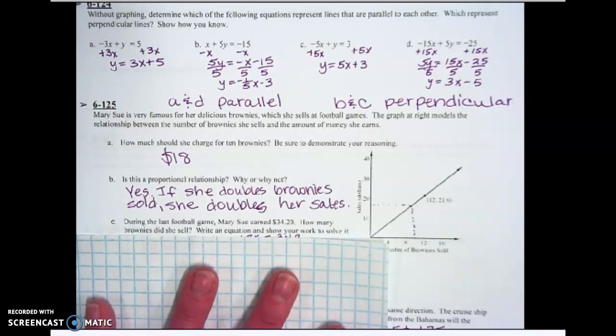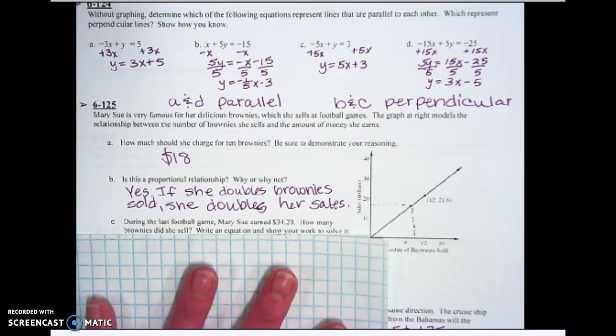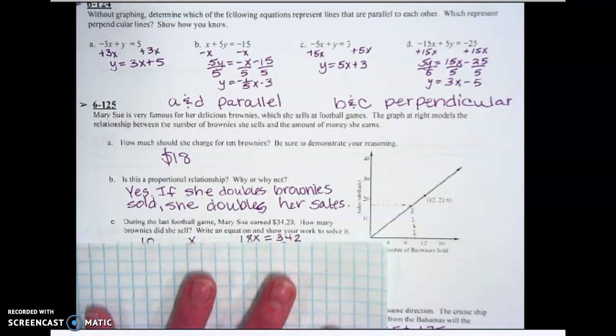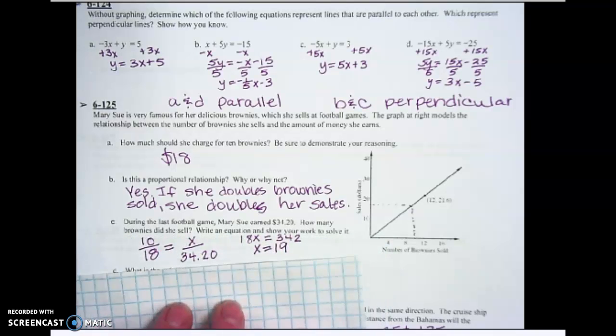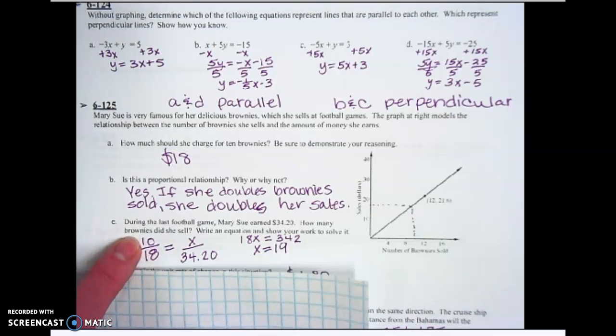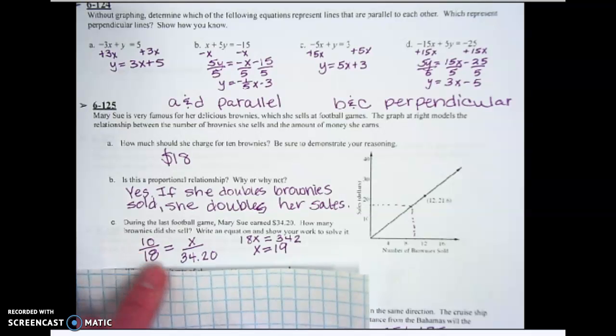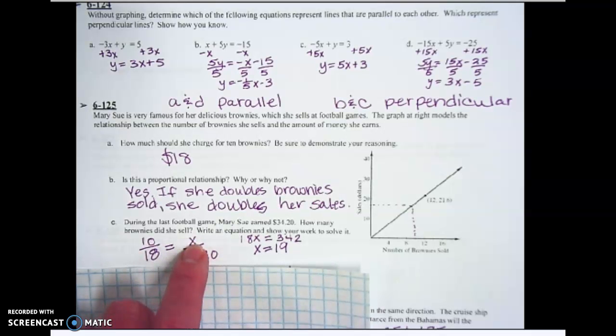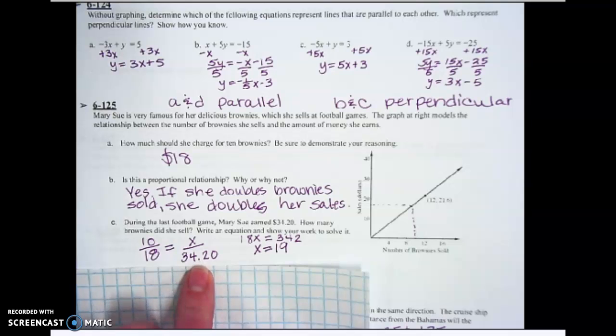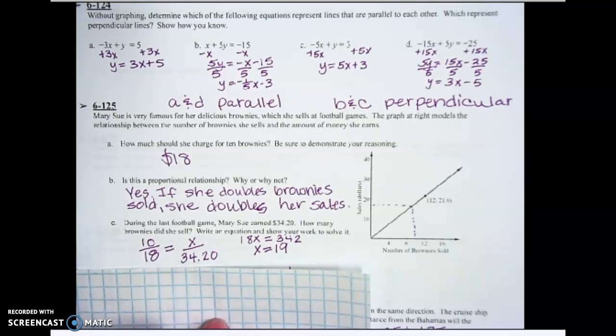Okay. Part C. During the last football game, Mary Sue earned $34.20. How many brownies did she sell? Write an equation and show your work to solve it. Okay. So if she sold 10 brownies for $18, I put an X for how many brownies she should sell for $34.20. This is called a proportion.